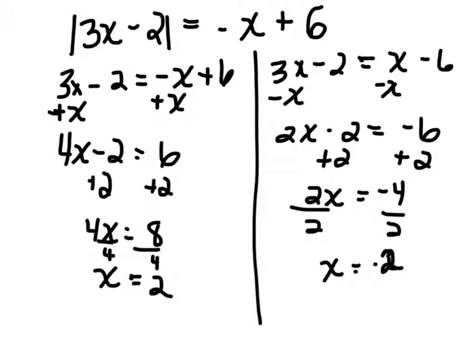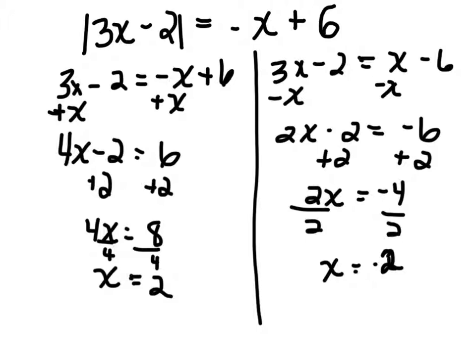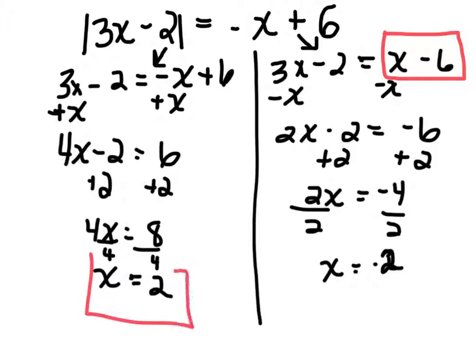Here's my work where I solved for x. I created my two equations, the first of which I set the inside, 3x minus 2, equal to negative x plus 6. In my second equation, I kept the inside the same and changed negative x plus 6 to its opposite, x minus 6. I made negative x opposite to get positive x, and positive 6 opposite to get negative 6. You can see my work here where I solved for x in each equation. I got the answer x equals 2 and x equals negative 2.